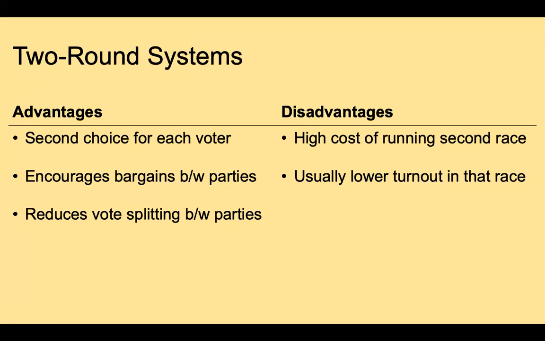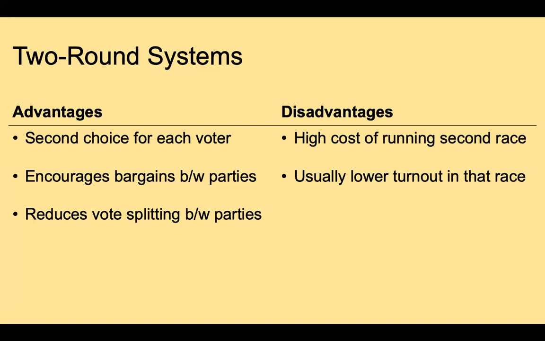As we introduce these systems, we're going to be thinking about the pros and the cons for voters and the pros and the cons with regard to how the system affects the behavior of parties. So parties and voters are two sets of actors we're going to be thinking a lot about. So a two-round system obviously has the advantage that it gives each voter a second choice. You get to go to the polls a second time after seeing the results of the first election.